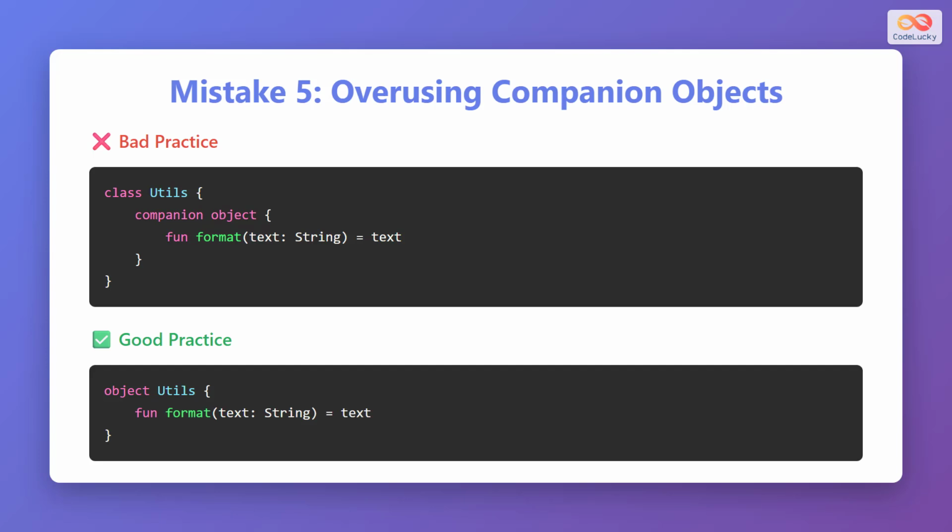The fifth mistake is overusing companion objects. Many developers coming from Java create classes with companion objects to hold static methods, treating them like Java's static keyword. However, if you're creating a class solely to hold utility functions without any instance-specific behavior, you should use an object declaration instead. Object declarations create a singleton that's more lightweight and direct than a class with a companion object. Companion objects should be reserved for cases where you need factory methods or constants that are closely tied to a specific class. For standalone utility functions, always prefer object declarations.